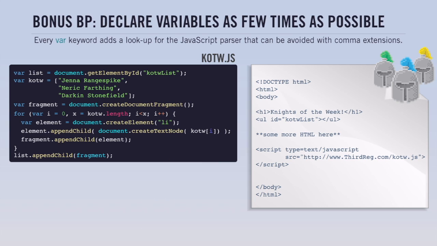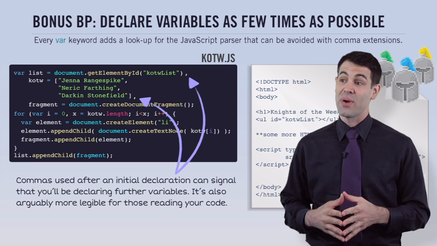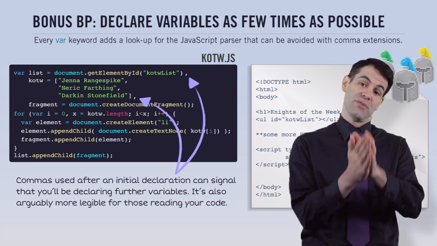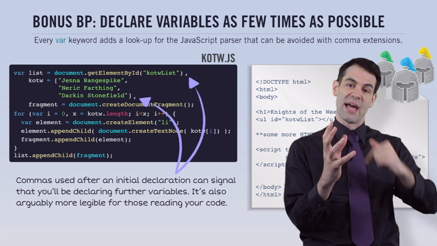All right, so we've got already vars on list, KOTW, and fragment. And if we take the vars off of KOTW and fragment, we can put commas behind the list variable as well as behind the KOTW variable. That will show that we're declaring multiple variables in a row, just as we did in that loop optimization segment. Now using these commas is really great for legibility for when other developers are looking through your code.